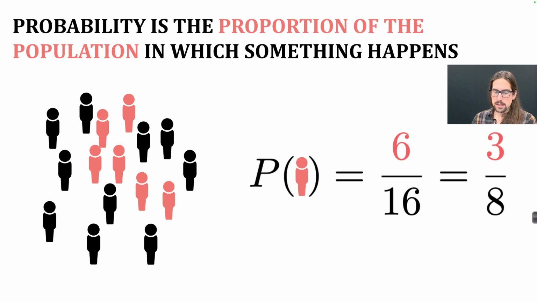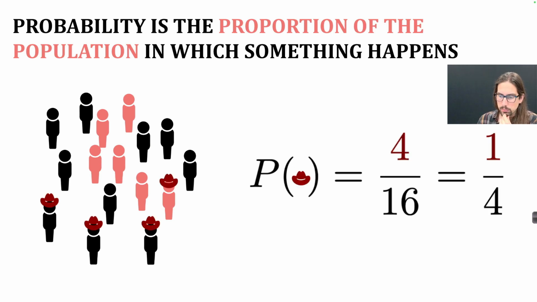Okay, so in this example, we've got 16 people in our little comic population, and 6 of them are pink. So the probability of being pink is very simply 6 out of 16, which reduces to 3 out of 8. Okay, so here's something else. Let's say we're measuring not only what color these people are, but whether or not they're wearing a hat. Again, this could represent another disease or whether or not they live in a particular place, whatever. So the probability of having a hat here, since there are 4 people with hats, is 4 out of 16, or 1 in 4.